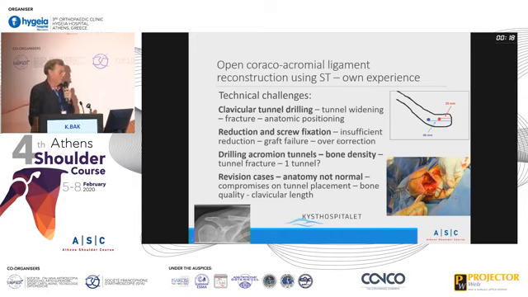When you move to the clavicle, of course, with the clavicle tunnel, you can have a widening, you can fracture, you can have problems with the right position, especially in revision cases. And then when you reduce it, you can get an insufficient reduction. You can also get an overcorrection. And when you drill the acromion tunnels, you should be aware of the bone density as shown by Distal. And as I said, in revision cases, just like this one down here, anatomy may not be normal, so you have to compromise on tunnel placement. And also, sometimes you cannot restore the clavicle length.